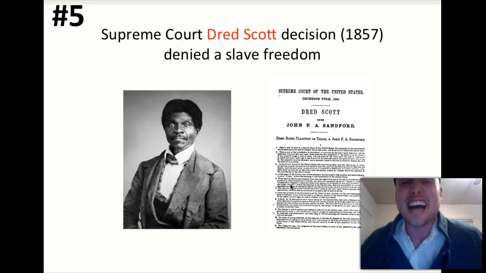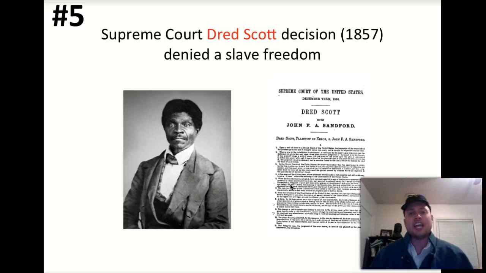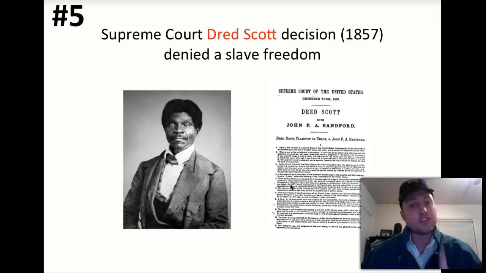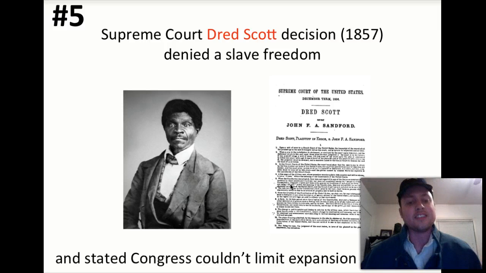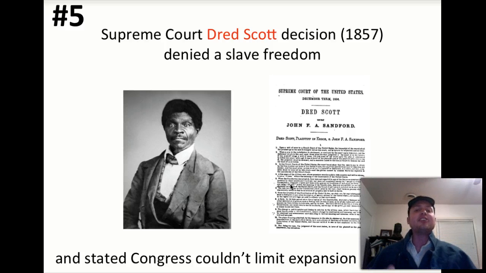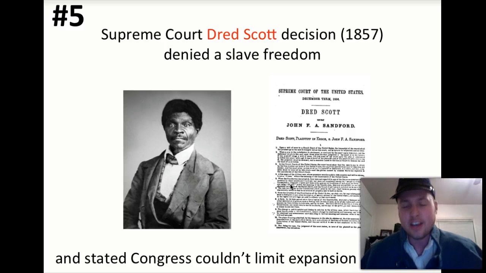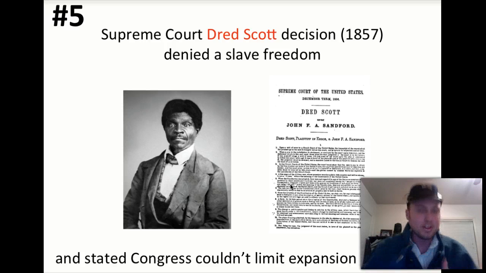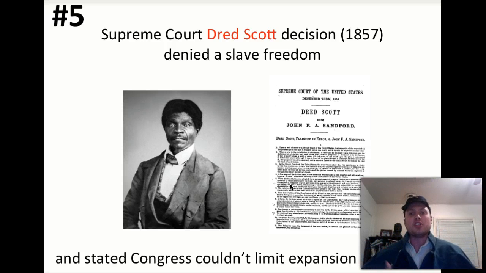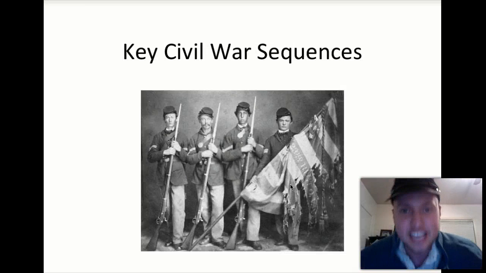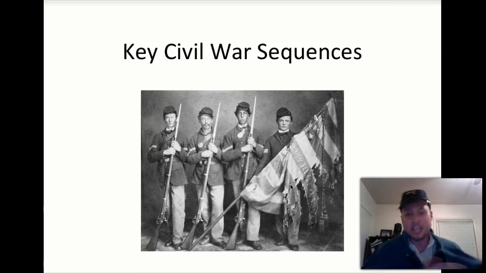The Dred Scott decision was a Supreme Court decision in 1857 which denied a slave freedom. A slave, Dred Scott, had fled to free territory and sued for his freedom, saying, if I'm in a free land, I'm not a slave anymore. The Supreme Court said, no, you still are a slave, and stated that Congress could not limit the expansion of slavery. So the Dred Scott decision is a blow to the abolitionist cause, to the cause to finally put out the flame of slavery. All right, this is a key sequence. This is a key Civil War sequence that brings us to war.